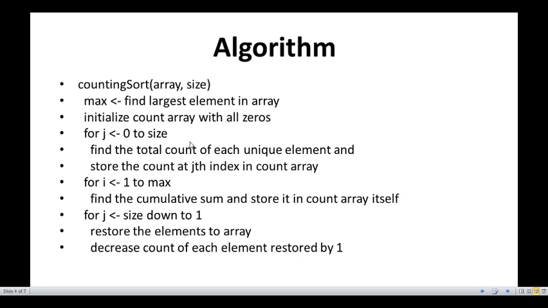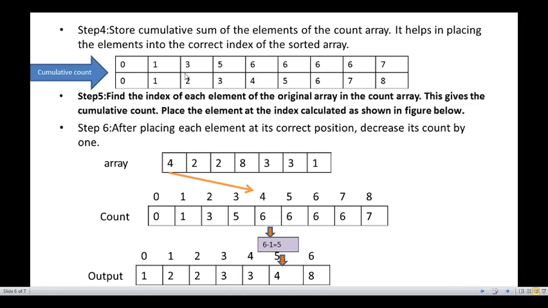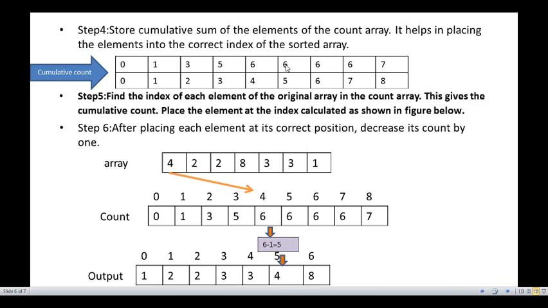Okay, in our algorithm, the next step is to find the cumulative sum and store it in the count array itself. Cumulative sum means, for the 1 there is a 1, for the 2 there is a 2. So the cumulative sum is 2 plus 1 is 3. In this case 3 plus 2 is 5. Then 5 plus 1. In this way we will do the cumulative sum.